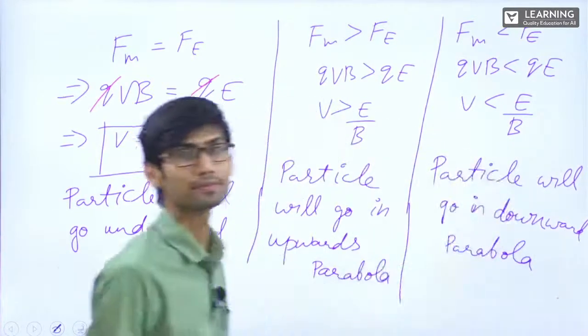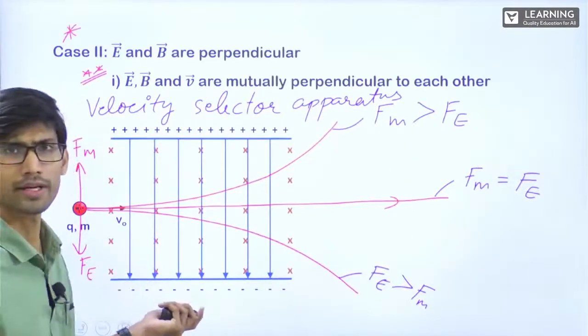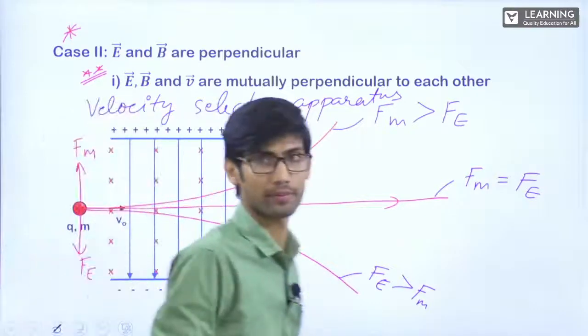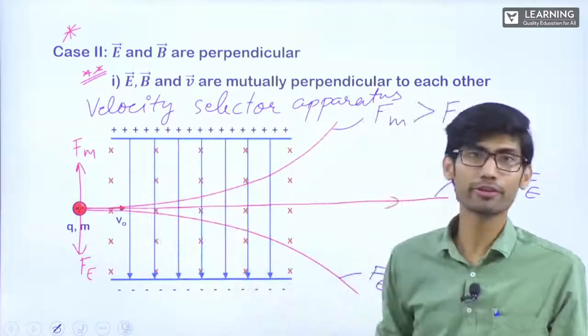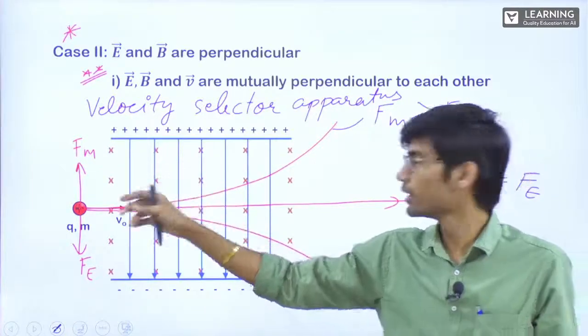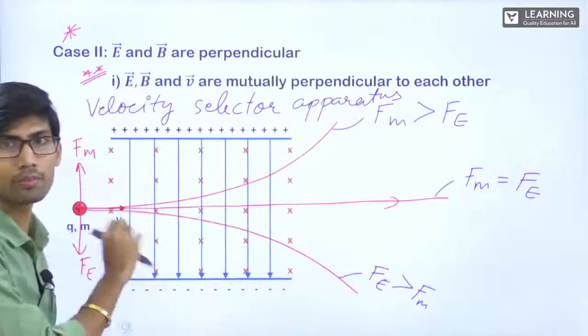Got the point? Very logical to understand, right? So this is basically a filter where we send particles with a velocity perpendicular to both the fields. First of all, we will keep both the fields perpendicular. Then we will send a particle such that Q, E and V all are mutually perpendicular.